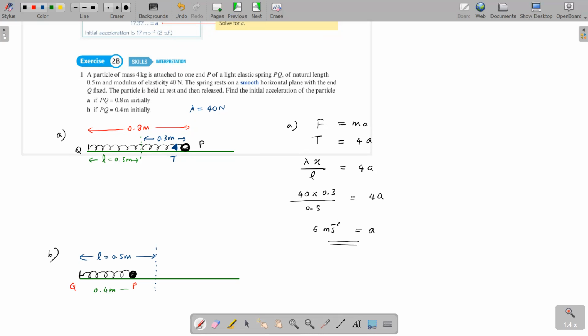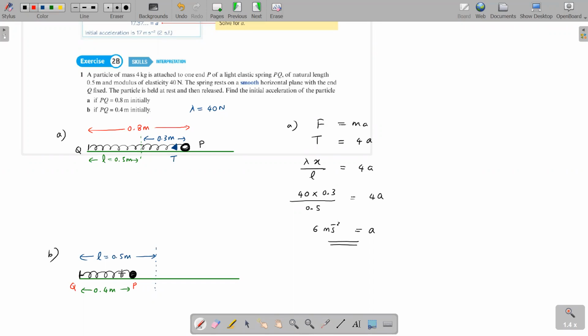So in this case, what have we done? If PQ is 0.4 meter, you need to realize that we have compressed the spring. In the previous case, we pulled the spring away from its natural length. Now we have compressed the spring inside. Remember, when you're dealing with a spring, it wants to come back to its natural length. That's what it wants to do.